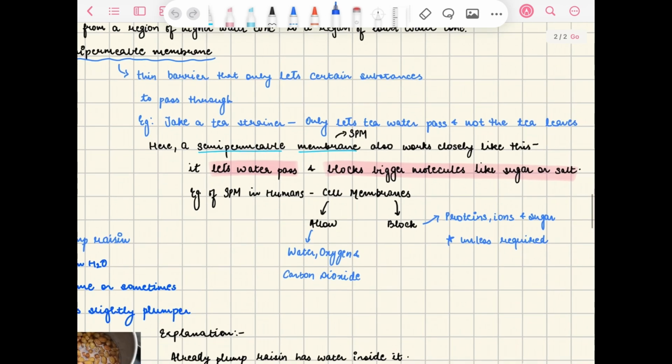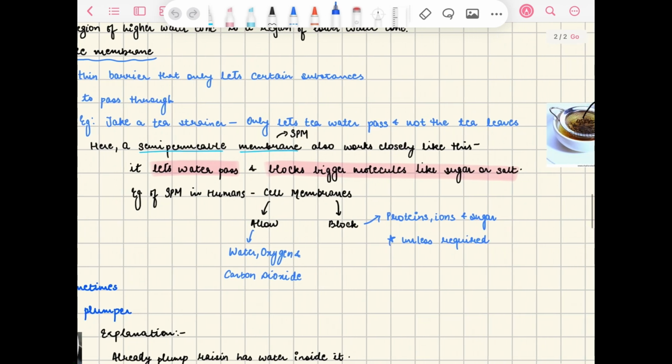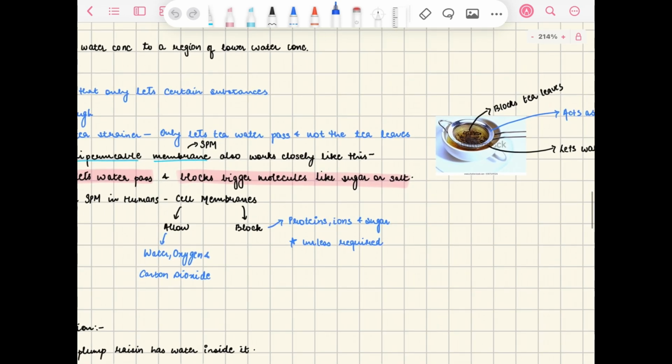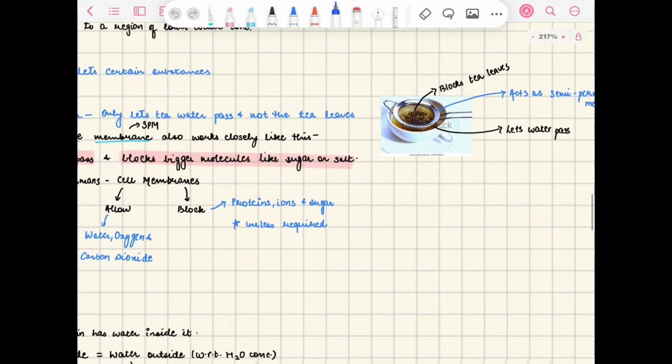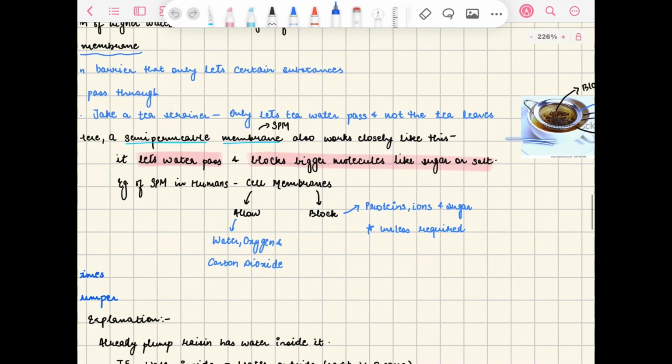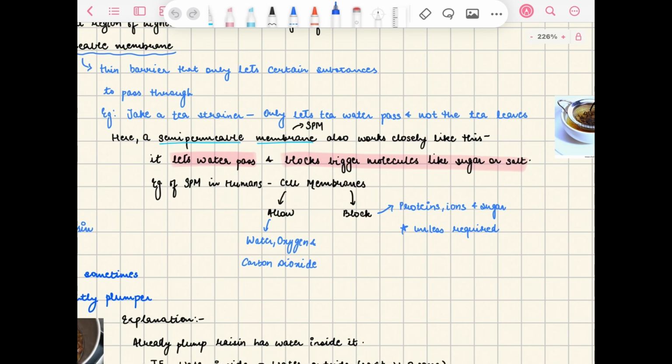Now, if we need to understand the concept of semi-permeable membrane more clearly, we'll take an example. Now, we take a tea strainer. What does it do? It simply blocks the tea leaves and lets the water pass, right? And that's how the semi-permeable membrane works. It lets water pass and blocks the bigger molecules.